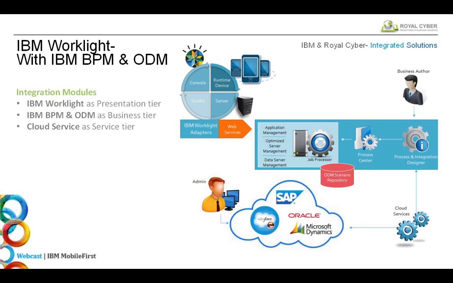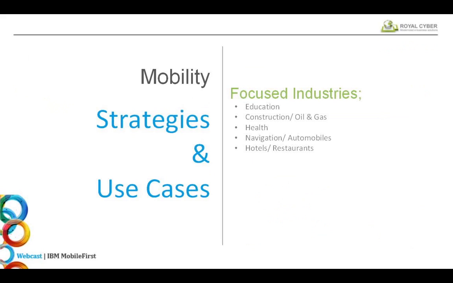Now, moving on to our next section, strategies and use cases for mobility. Here we will be seeing some of the most amazing and flourishing use cases we could build with respect to every industry. We are focusing on the education sector, construction, civil, oil and gas companies, the health and hospitality sector, and automobile and navigation use cases and implementation overview. Besides that, we will also be moving towards the hotels and restaurant sector. We will be seeing some features we could implement to promote our industries using mobility.